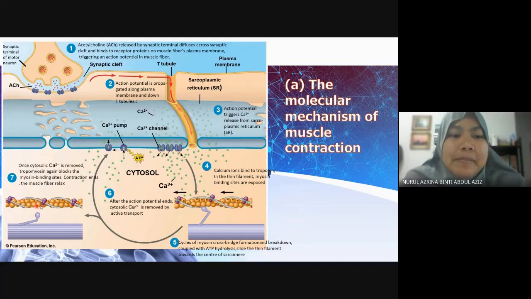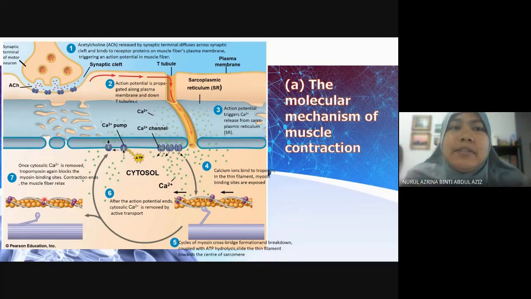So you can see, alright. The troponin-tropomyosin complex then covers balik, tutup balik, back to original conformation. So there is no formation of cross bridge. Okay, so as you can see, as an overall picture here, it is related to the ATP, it relates to the calcium ion, it does relate also with the nervous system.